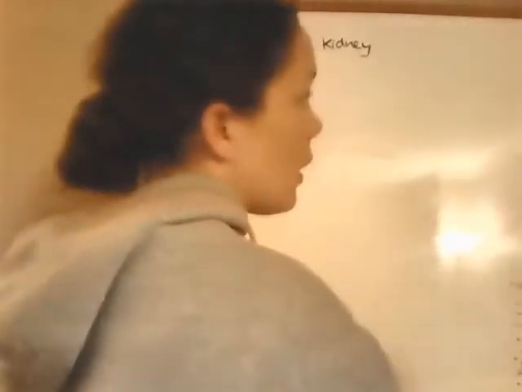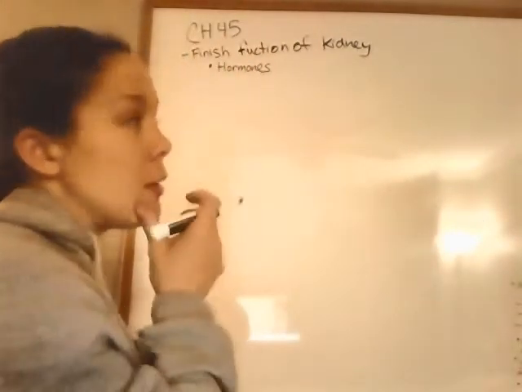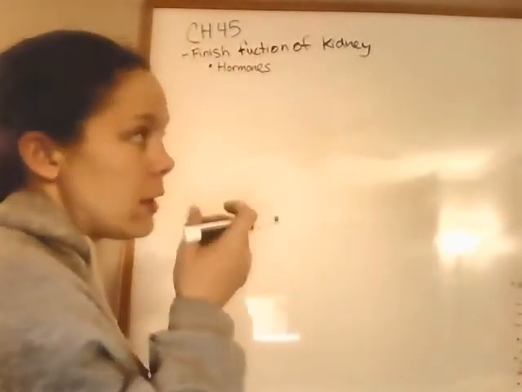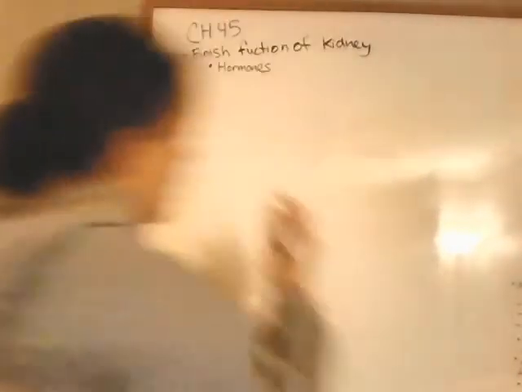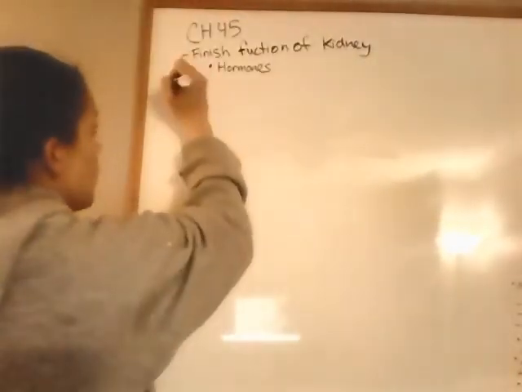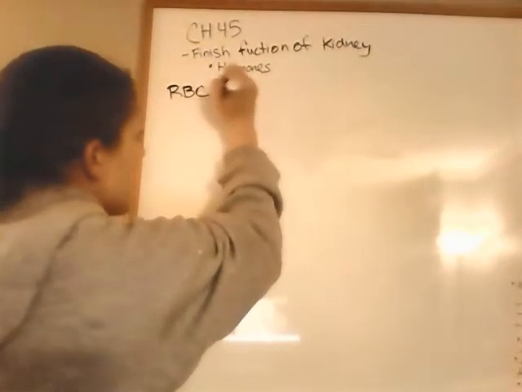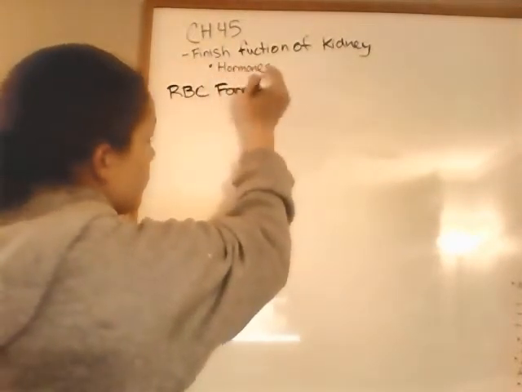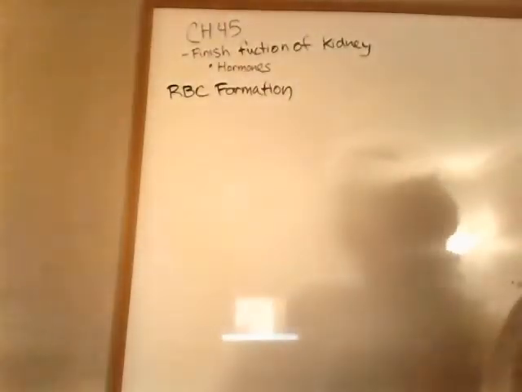Okay, so let's start off. First of all, we established that kidneys filter the blood. They take waste out and produce urine. So we've got that part. We also, as far as our functions go, have red blood cell formation. And this is done through a lot of enzymes that are working throughout the kidneys and with different structures.